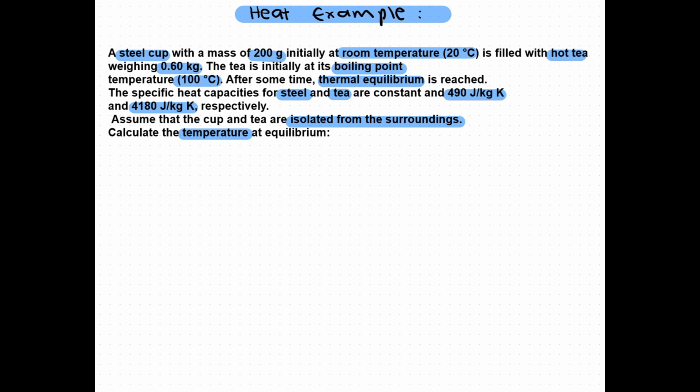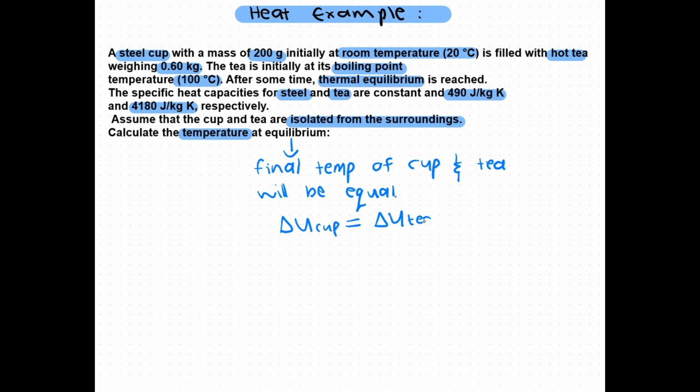Let's look at the question again. We are given the mass, heat capacity, and initial temperature of the cup and tea. Since thermal equilibrium is reached, we know that at the end, the temperature of the cup and the tea will be the same. We also know from the first law of thermodynamics that if energy or heat is gained, something else had to lose that energy or heat.